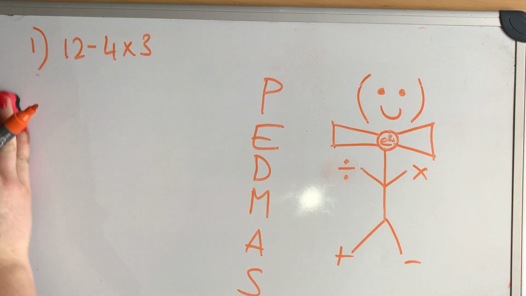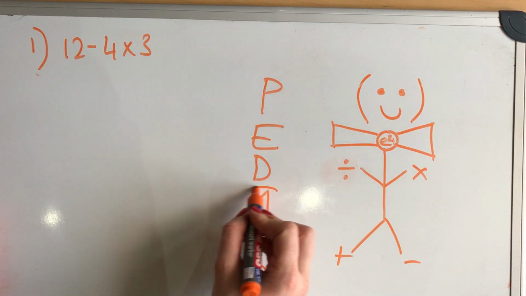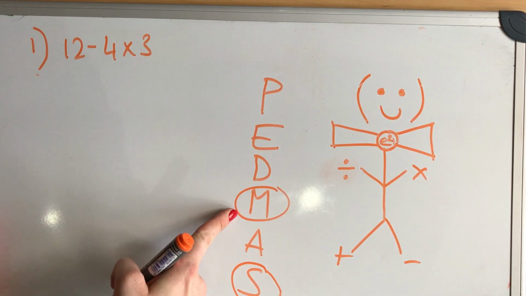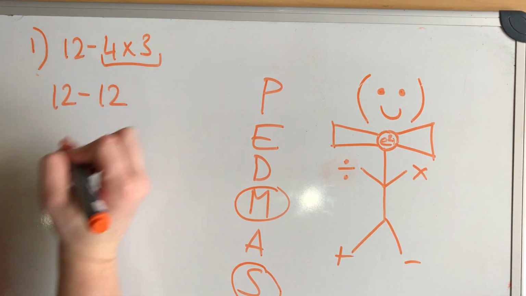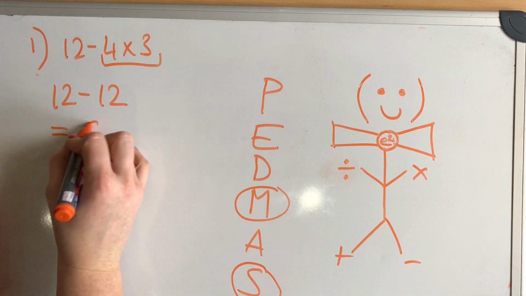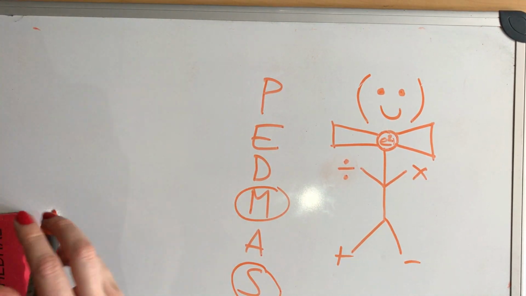Okay, so for number 1, we have got subtraction and we've got multiplication. So I need to start with my multiplication. So it's going to be 12 take away 12, which will leave me with 0. Give it a tick if you got it correct.